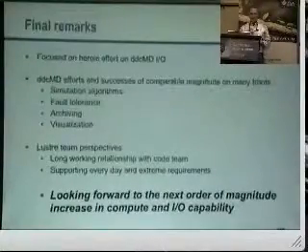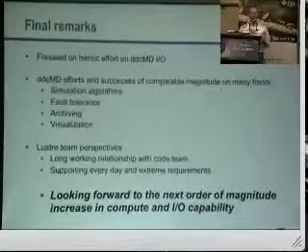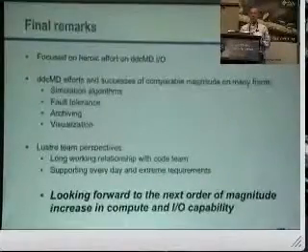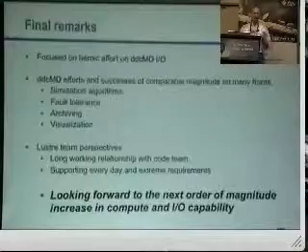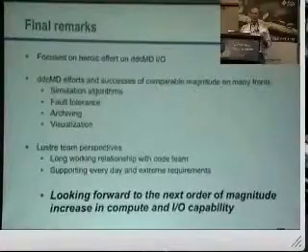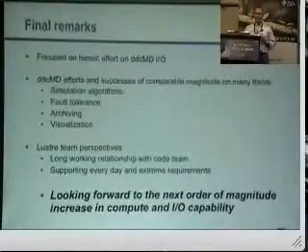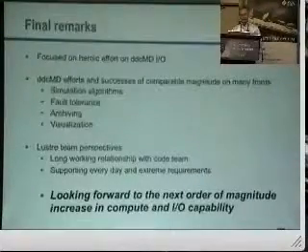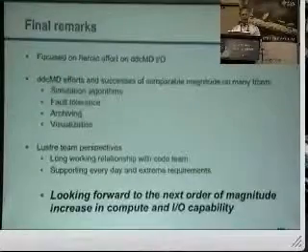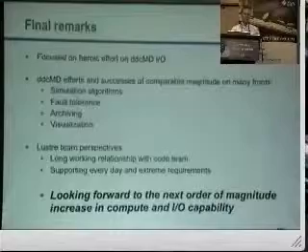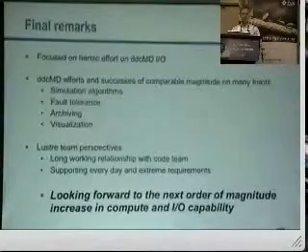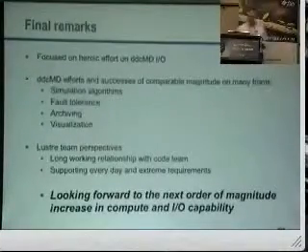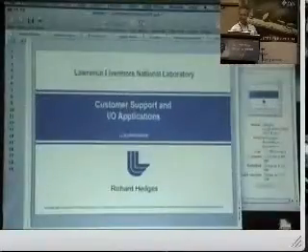So from the Luster team perspective, we had a long working relationship with this code team, but in the end, we were caught trying to support our everyday requirements and these extreme requirements, and managed to pull it off. And so, in conclusion, I'll just say both from the Luster team and from our science team that we're looking forward to the next order of magnitude increase in peak IO. So that's the last one. Any questions?